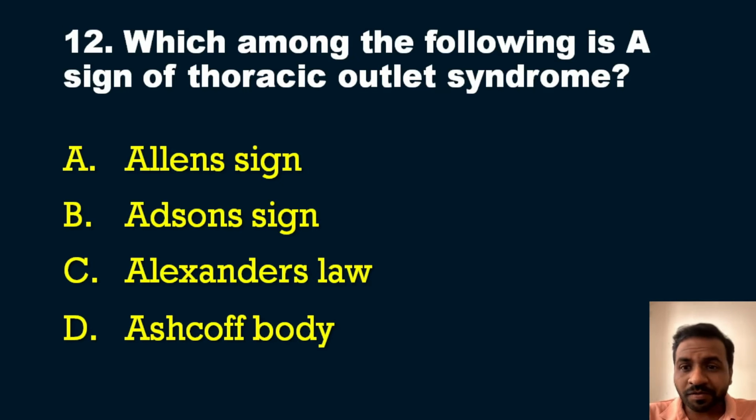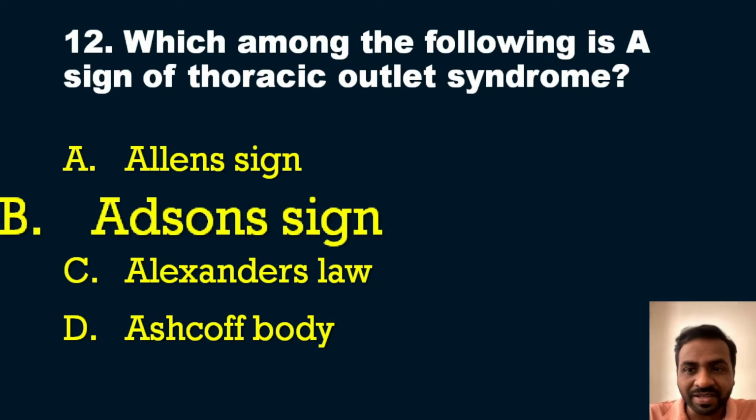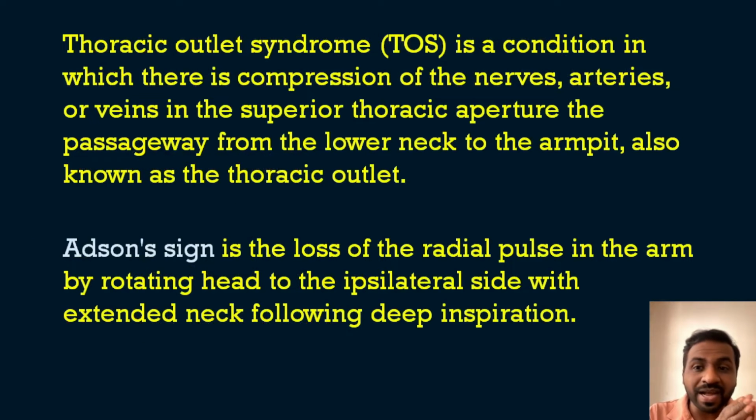Through the process of elimination also we can come to the answer for this question. Anyway, we will see the answer first. The answer is option number B, that is Adson's sign. Okay, so we will see what thoracic outlet syndrome is and what Adson's sign is. This is very important. Thoracic outlet syndrome, otherwise known as TOS, is a condition in which there is compression of the nerves, arteries or veins in the superior thoracic aperture, which is the passageway from the lower neck to the armpit, also known as the thoracic outlet.